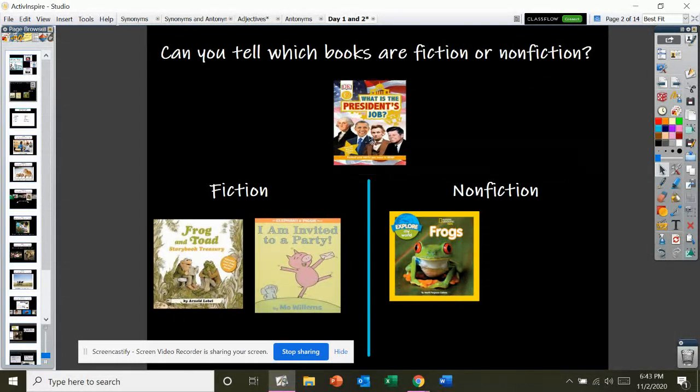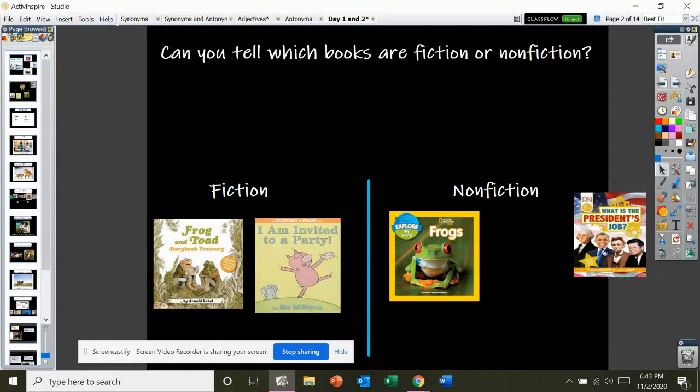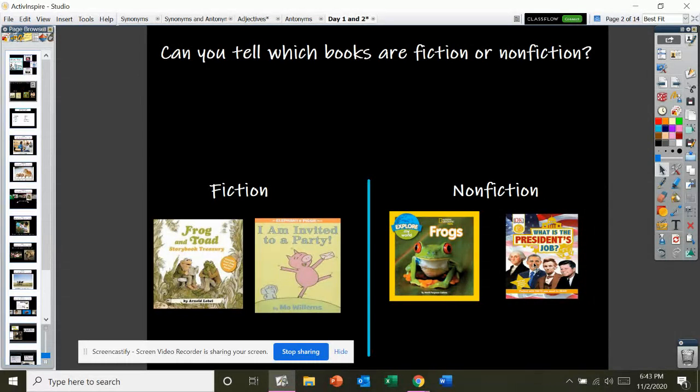And last, we have the story about the president. It says, what is the president's job? If we were to open this up, we would probably learn about all the different jobs every president has had. We'd probably see real pictures and real things. So this is going to go under the nonfiction side. This is also an expository text.